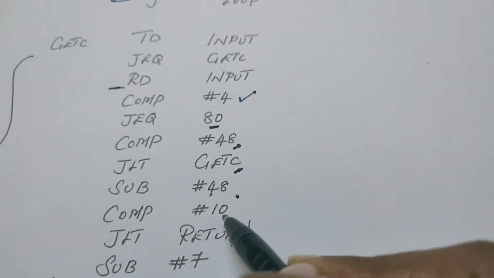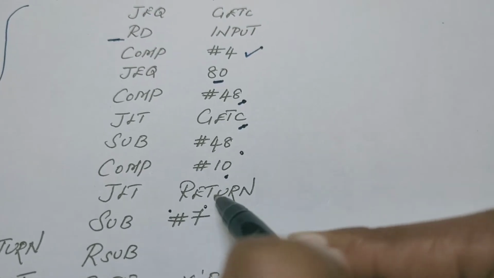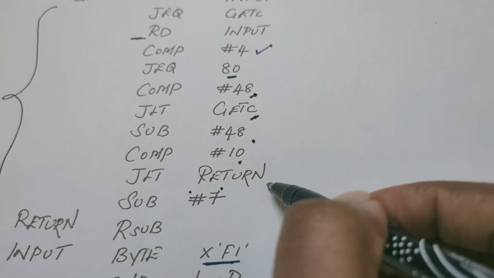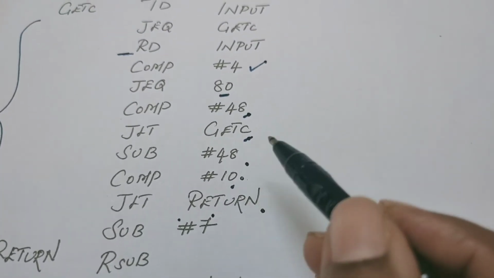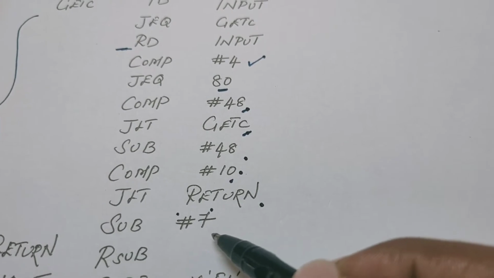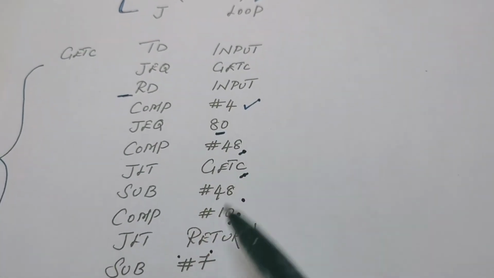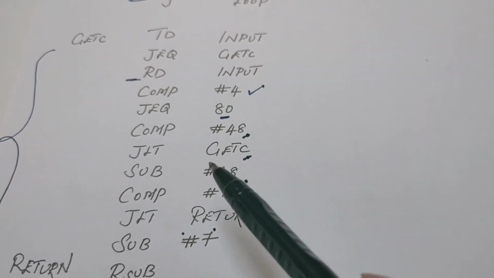Then again compare the value with 10. If it is less than 10, return to the main program to read another character. That is the purpose of this return statement. If it is not less than 10, it means it is greater than 10, subtract 7. Likewise, some internal operation is being performed. This internal operation we now see with an example.